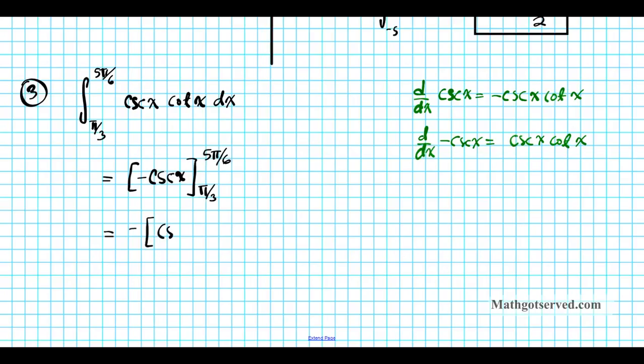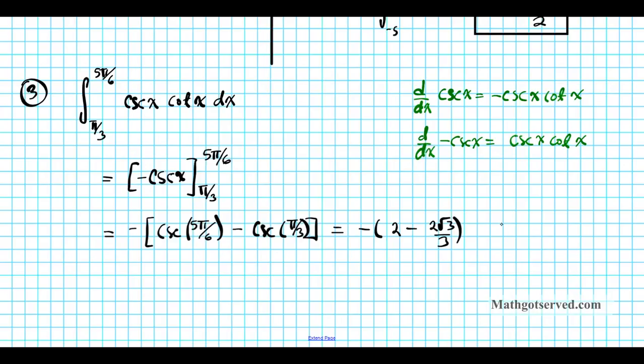parenthesis cosecant 5 pi over 6 minus cosecant pi over 3. All right, now I'm going to evaluate these two. Cosecant 5 pi over 3 is 2, minus cosecant pi over 3 is 2 root 3 over 3.